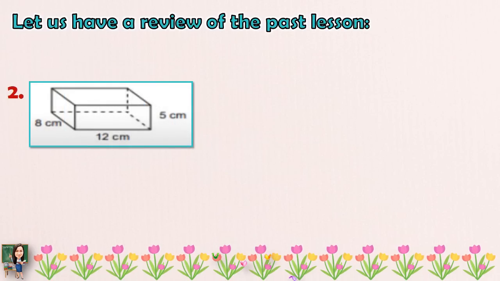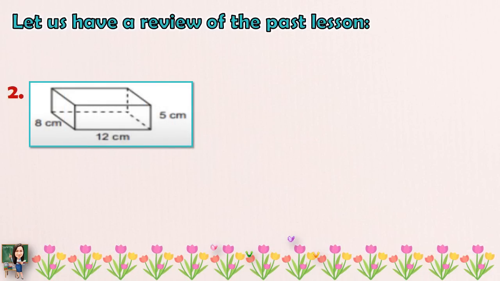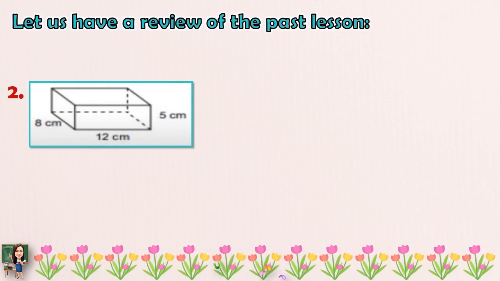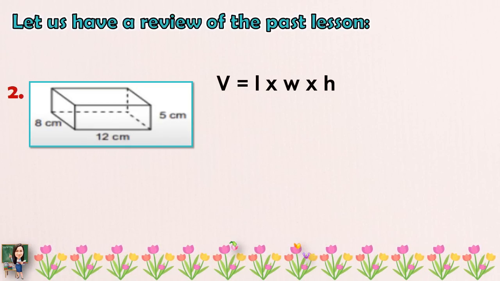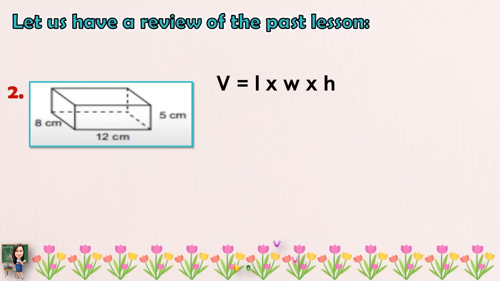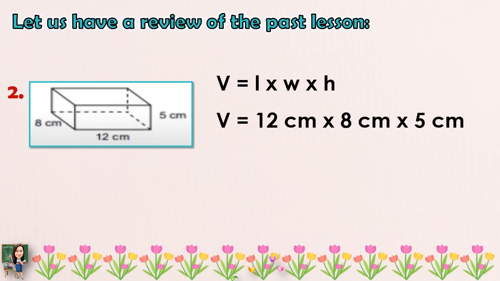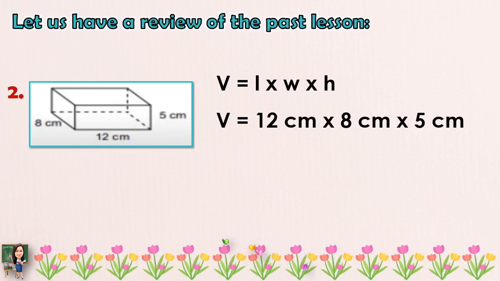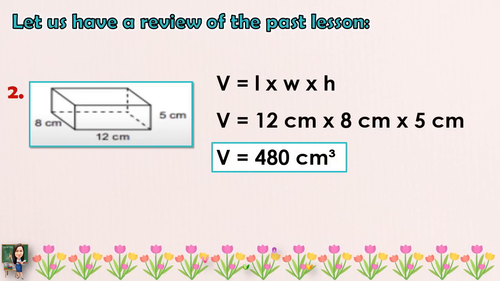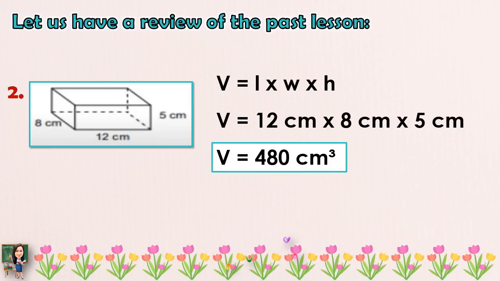Number 2. This figure is a rectangular prism. The formula is volume equals length times width times height, where length is 12 cm, the width is 8 cm, and the height is 5 cm. 12 times 8 times 5 equals 480. The volume of this rectangular prism is 480 cubic centimeters.